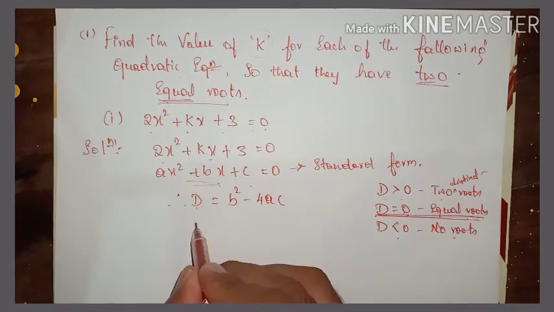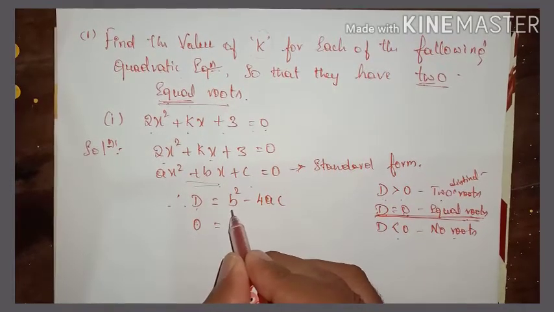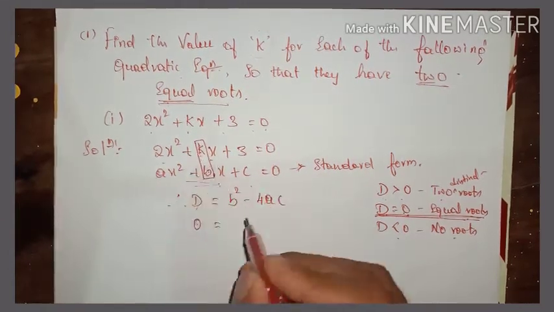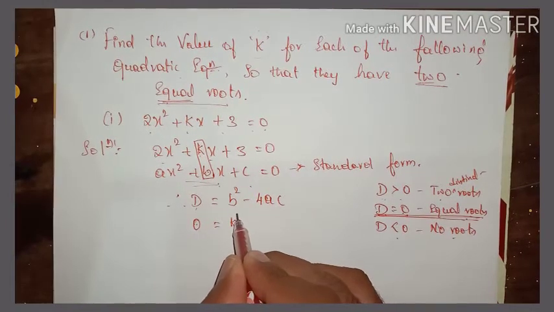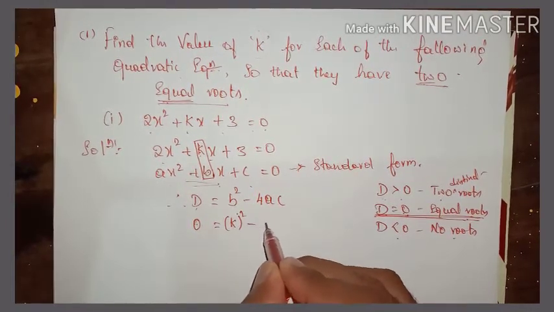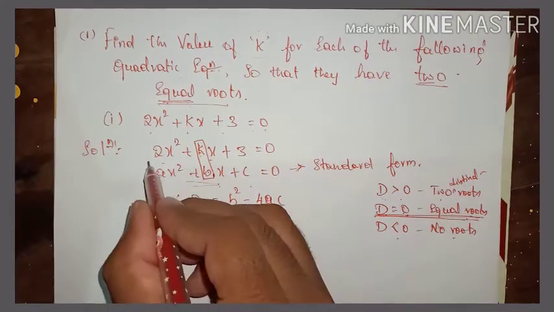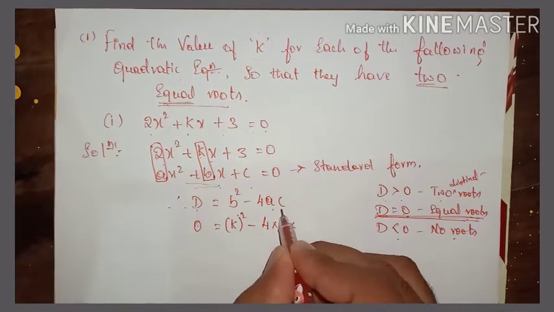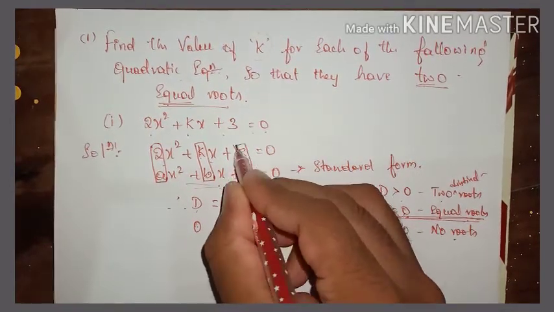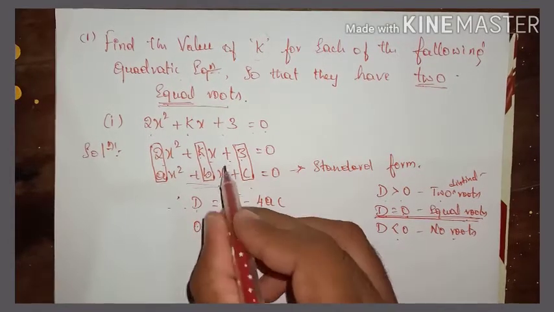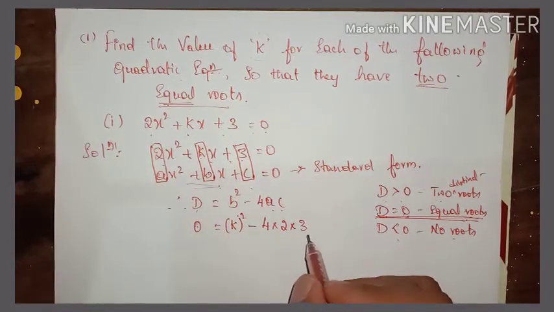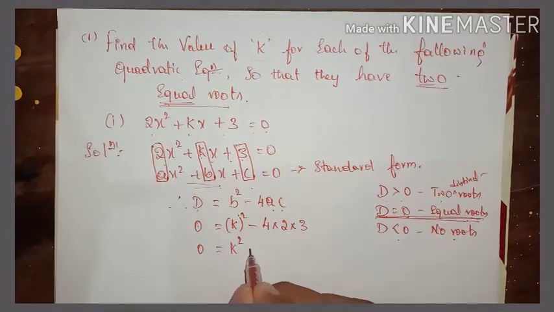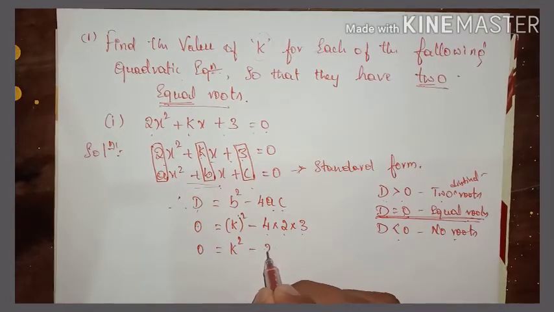So let us take the discriminant 0 equal to, what is the value of b? You can easily observe here that b is plus k. So it becomes k whole square minus 4 into a. The value of a is 2, into the value of c, which is plus 3. Don't forget the sign; if there is a negative, you have to take the negative. The value of c is 3. Now 0 equals k square minus 4 times 2 is 8, 8 times 3 is 24.